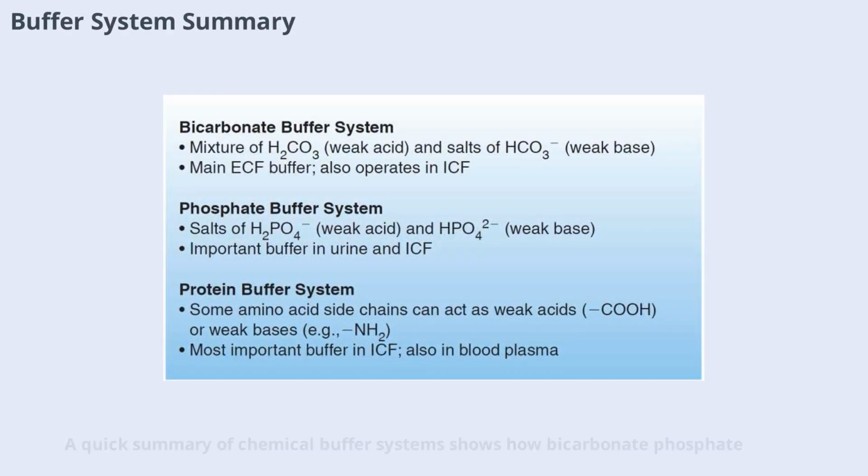A quick summary of chemical buffer systems shows how bicarbonate, phosphate, and protein buffers work together to maintain pH. Each system has its own strengths and locations in the body, ensuring that pH changes are resisted and balanced efficiently.